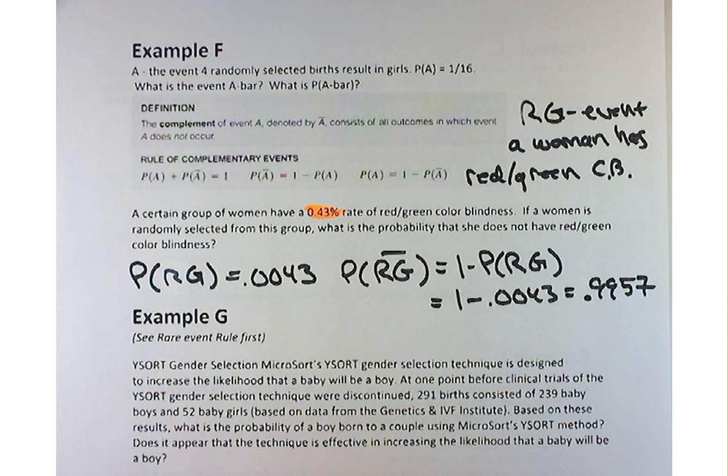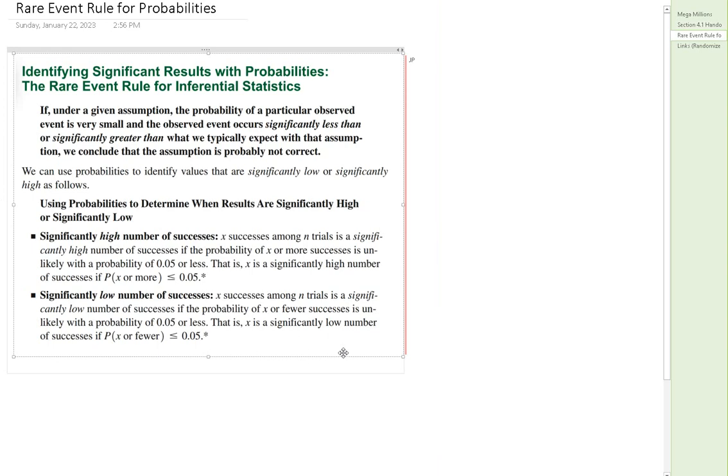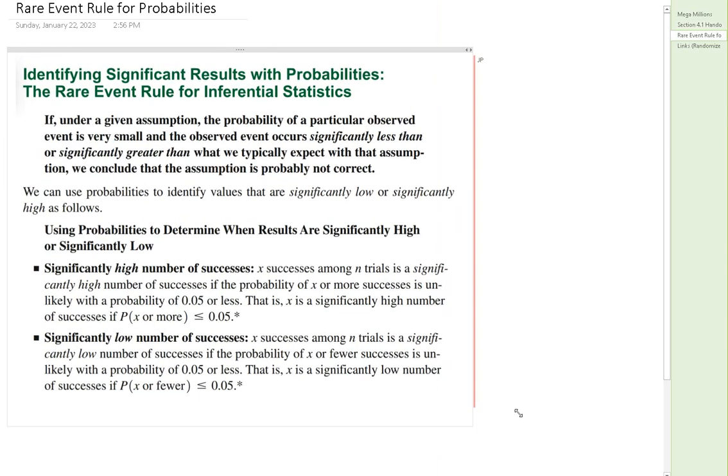Let's take a moment and look at something called the rare event rule. This is for probabilities. So let me switch over to here. And let me see if I can make that a little bit bigger for us.